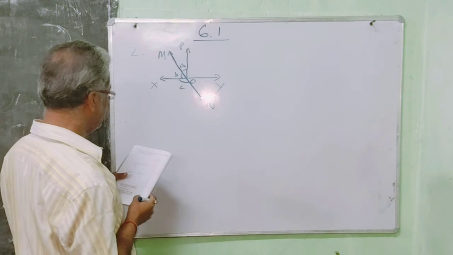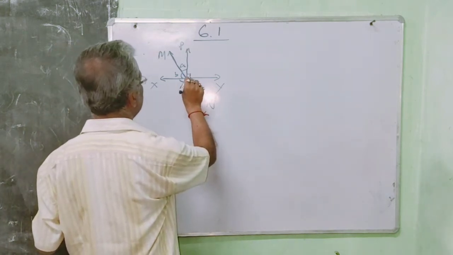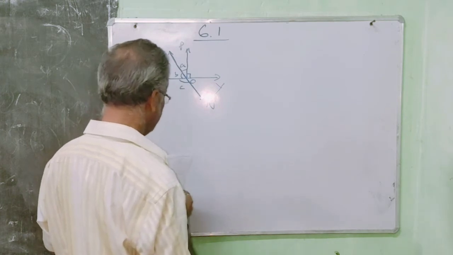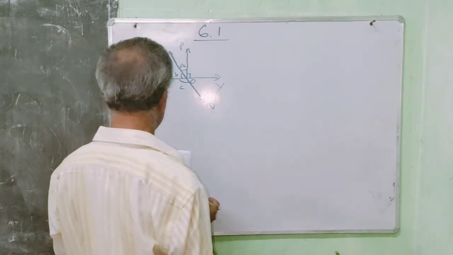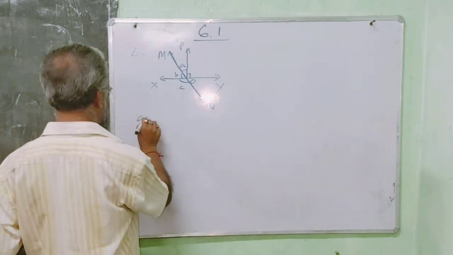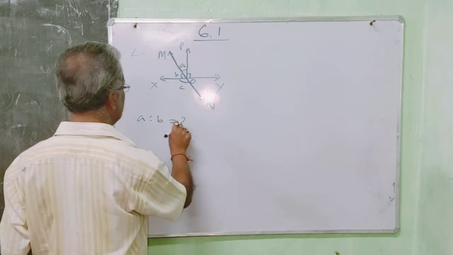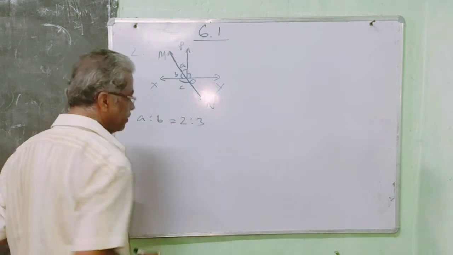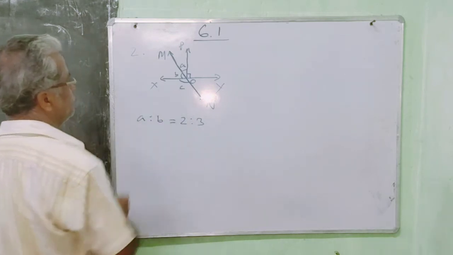You are given this is 90 degrees, POY, a right angle. You are given A is to B is equal to 2 is to 3. This is given, and you are to find C.